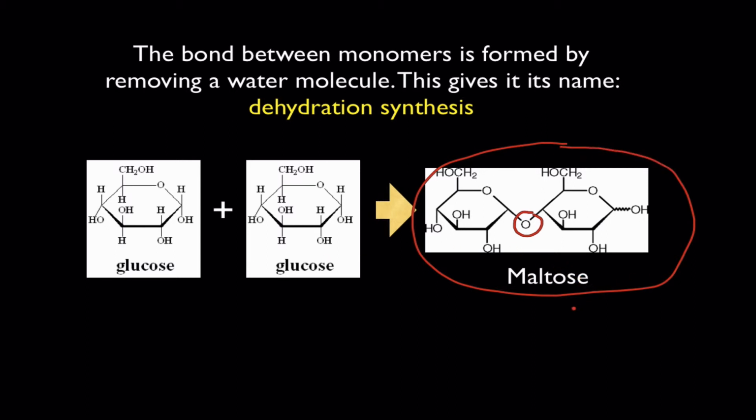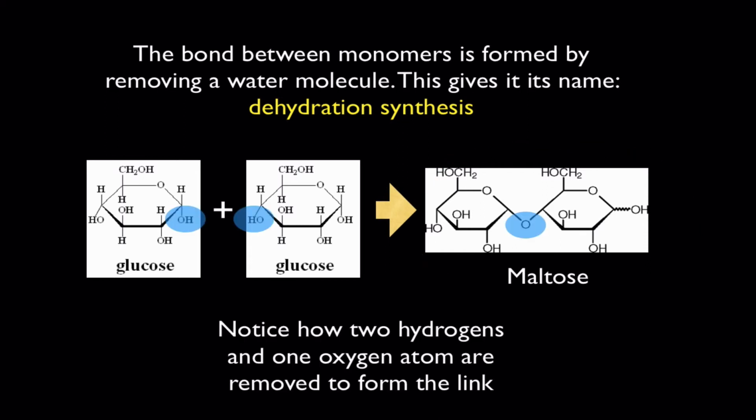This is the sugar that's in malted milk, frequently used in candies, breakfast drinks like Ovaltine, stuff like that. It's a relatively sweet, easy to make sugar from milk or from plants. So notice how these two hydrogens and one oxygen atom are removed to form the link.